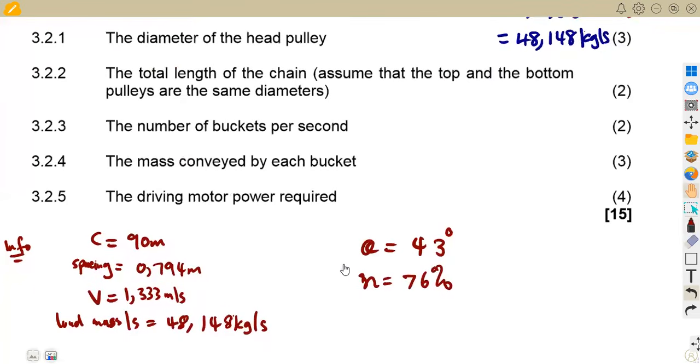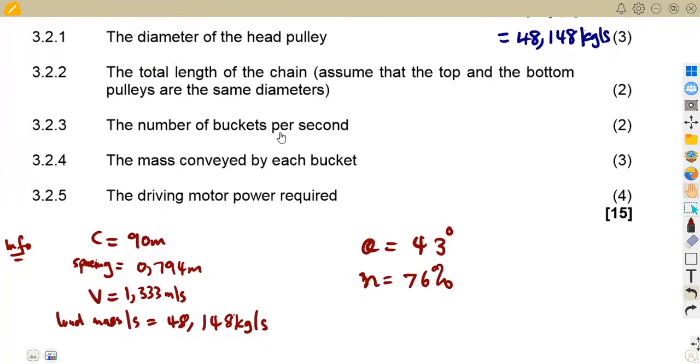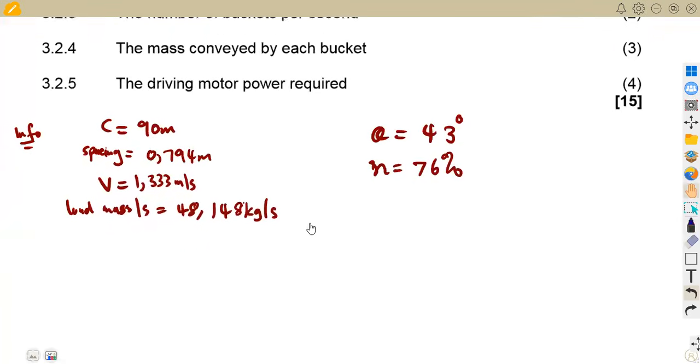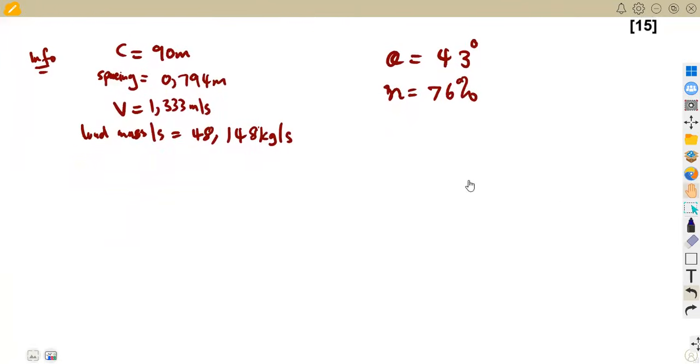3.1, the diameter of the head pulley. So how are we going to calculate the diameter of the head pulley in this case? Remember what I referred to previously when I was talking about the issue of velocity. When I said the velocity that we had, it was a mistake, it was an error in the typing there, because if you check now, we can calculate the diameter from the formula for velocity.